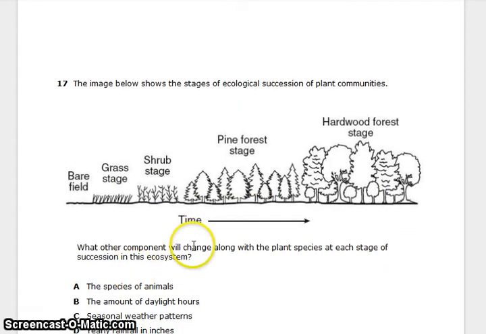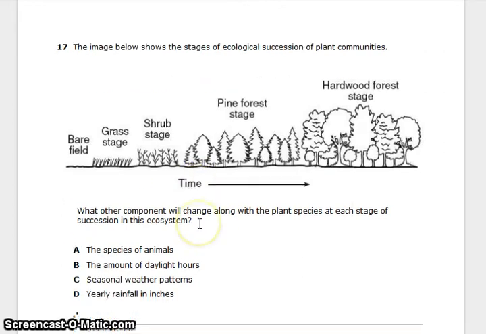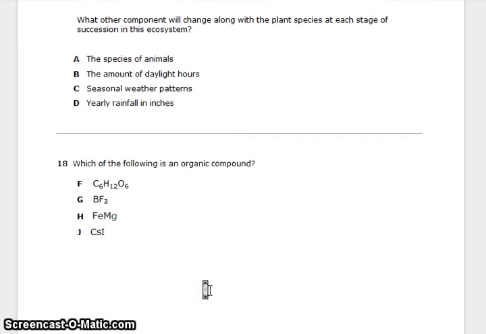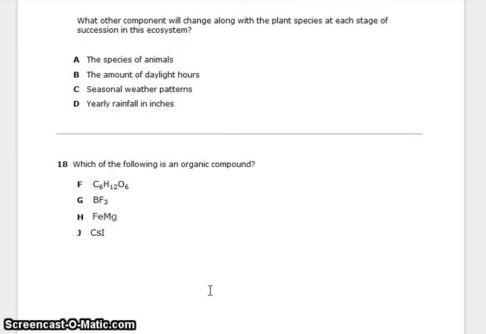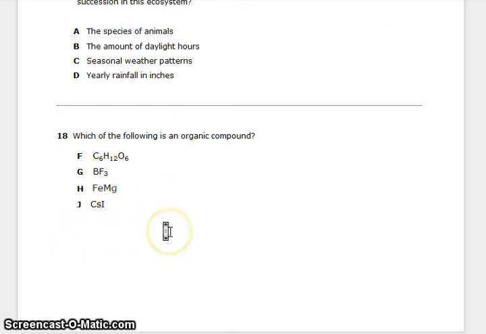What other component will change along with the plant species at each stage of succession in the ecosystem? The species of animals, the amount of daylight hours, seasonal weather patterns, or yearly rainfall in inches? 18. Which of the following is an organic compound? F. C6H12O6. G. BF3. H. FeMg. J. CsI.